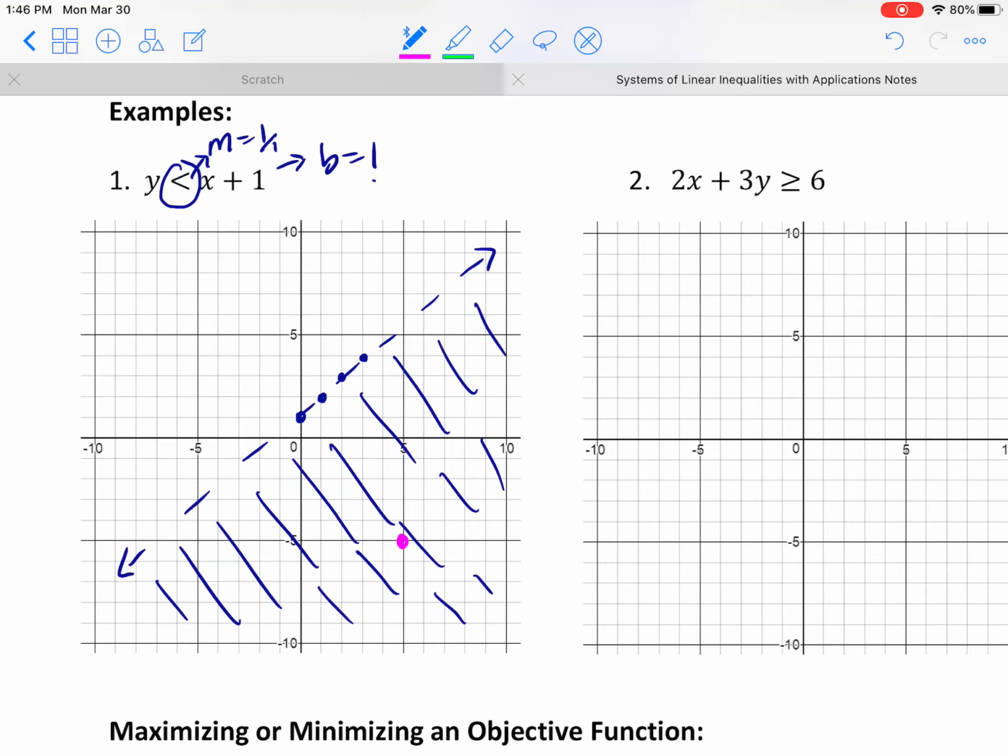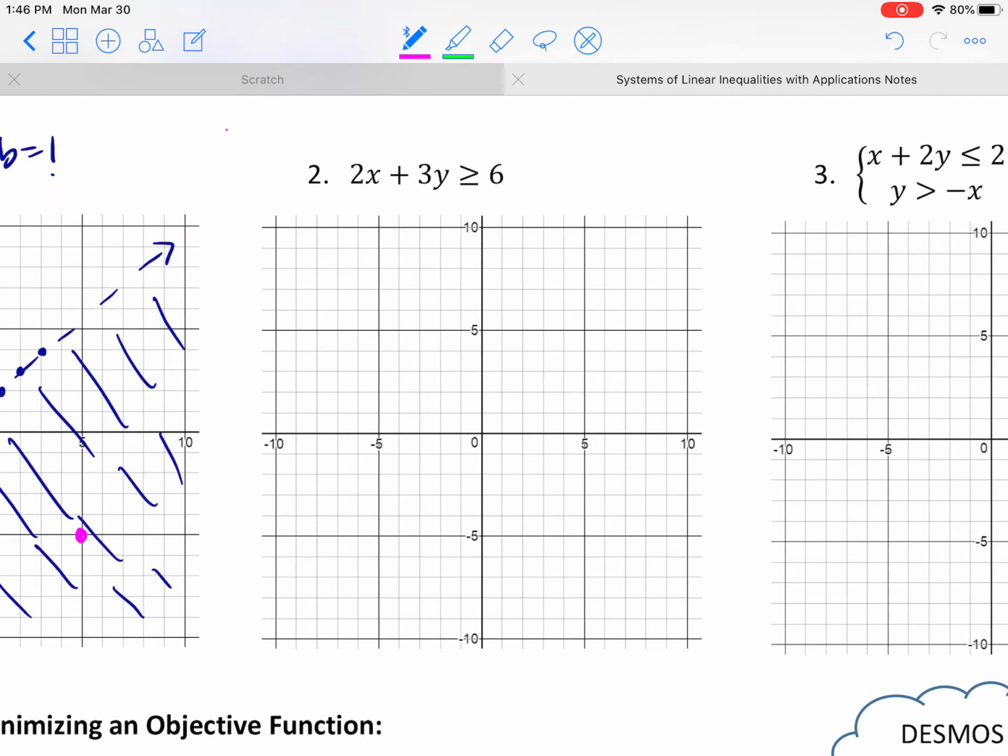And if you aren't sure, you could test it. I mean, don't do this every time, but pick something that's clearly in the solution region, like here, 5, negative 5. If I put negative 5 in for y, and I put 5 in for x, I should get a statement that's true. And negative 5 is definitely less than 6. So that true statement tells me that is a point in the solution region. It's just a quick way for me to verify that I've shaded the right way. Okay? So if you're making notes for later, again, this less than is why I made a dotted line, and it's why I shaded below.